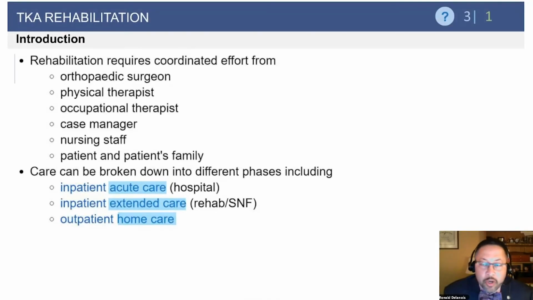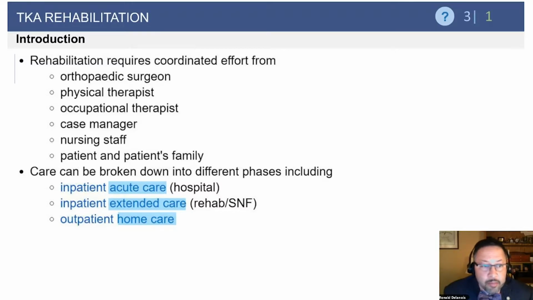Moving on to this last section, we'll try to make it quick for those of you who are staying online. It's only rehabilitation. Rehabilitation requires a coordinated effort. As we all know, it's the orthopedic surgeon, the therapist, and most importantly, the patient family. The care can be broken down into essentially 3 phases, but really 4 phases.